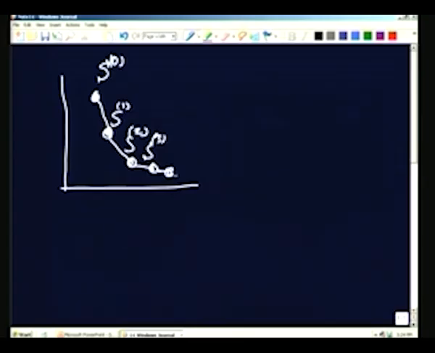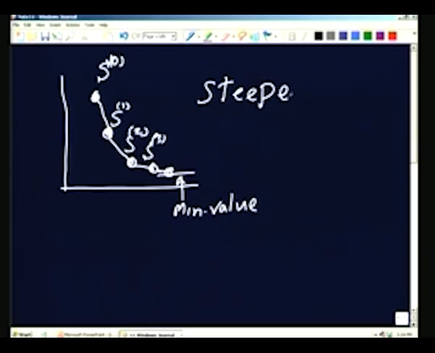So, it is approaching the minimum value. What I am doing is, I am going in the direction exactly opposite to the gradient vector, and therefore, it is moving along the steepest or the fastest change as far as the value of S is concerned, and therefore, this is called the steepest descent method.